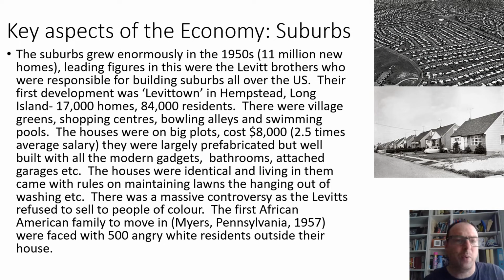So I'm going to look at some of the key aspects of the economy. One of these ones I mentioned already is the suburbs. The suburbs grew enormously in the 1950s. There were 11 million new homes in the suburbs. And leading figures in this were the Levitt brothers, who were responsible for building suburbs all over the US. The first development was Levittown in Hempstead, Long Island, where they built 17,000 homes for about 84,000 residents. There were numerous village greens, shopping centres, bowling alleys and swimming pools. So there were amenities as well as these rows upon rows of houses.